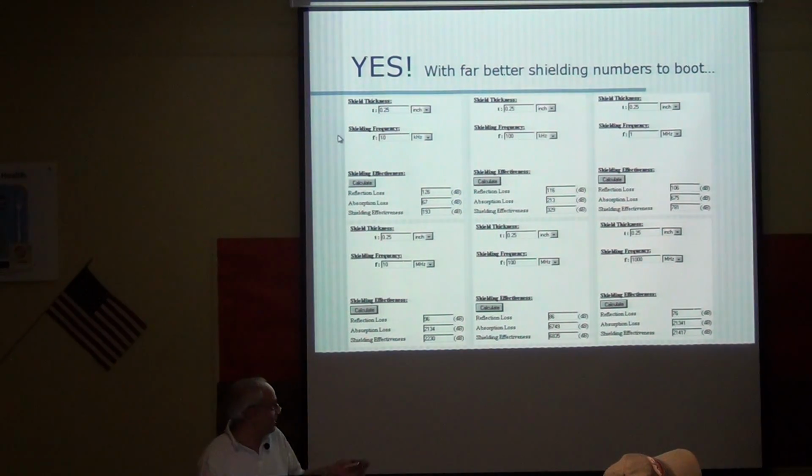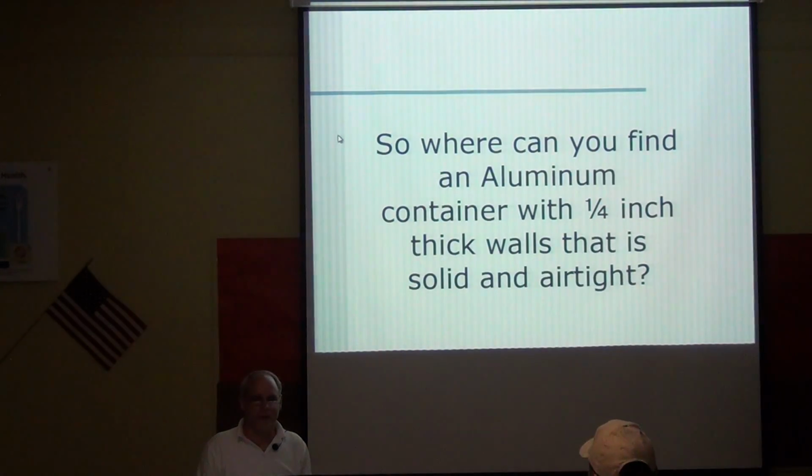I've never even seen numbers, 21,000 dB. What the hell is that? Okay, but now that raises an interesting question. Where can you find an aluminum container that's 1/4 of an inch thick with thick walls and it's solid and airtight?